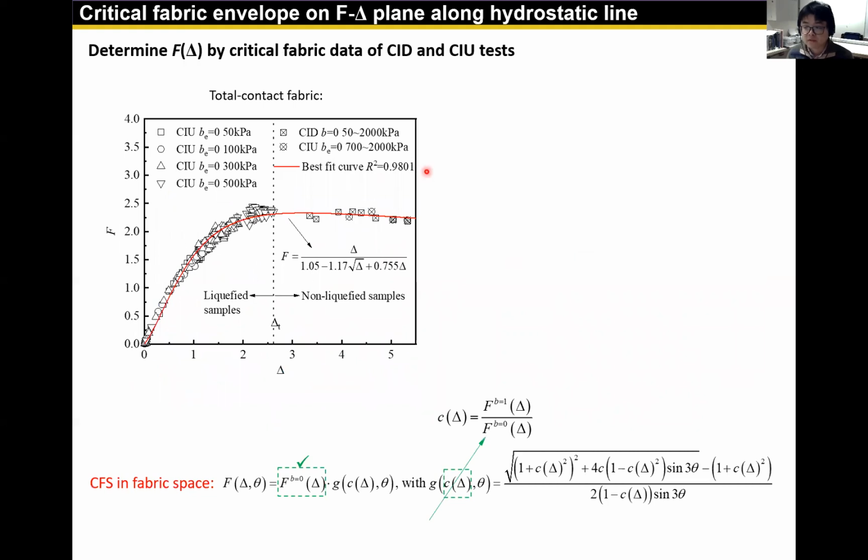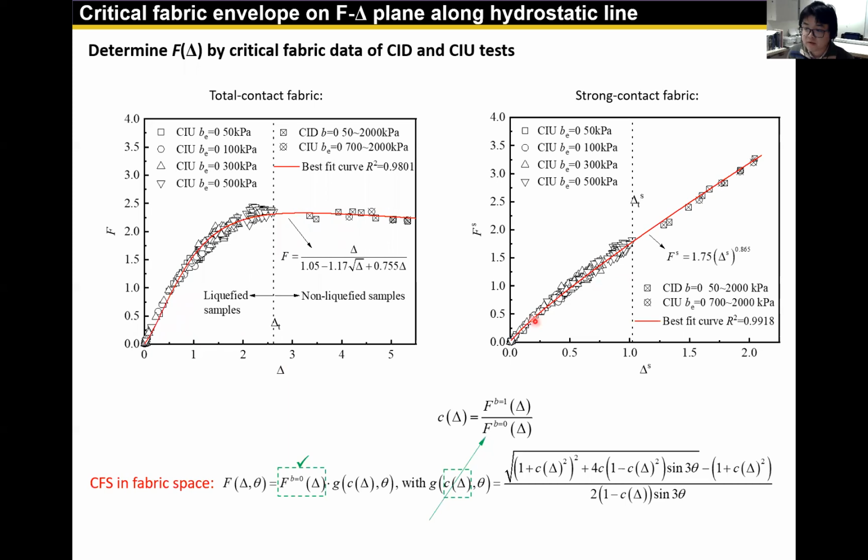Then we combine the results of drained and undrained tests. Only the compression test results are presented. It is shown that there is a threshold coordination number. Below this value, there's a unique critical fabric path for liquefied specimens. Above this threshold, the data are the critical fabric of non-liquefied specimens, and we can use a single curve to capture the critical fabric data for both liquefied and non-liquefied specimens.